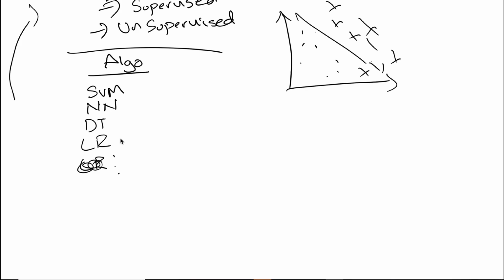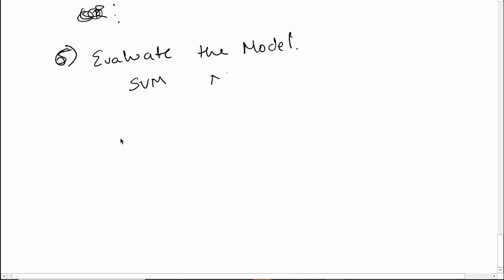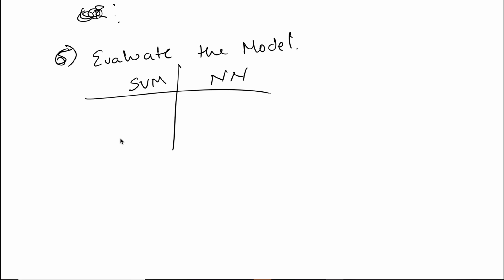Once you have created the model, the next step, number 6, is to evaluate the models. Let's say you have a support vector machine model and a neural network model, and you're sitting in front of the management and you need to propose a model that they can implement for their company. How would you decide which model is better, either the SVM or the neural network? This is where your evaluation metrics come into the picture.